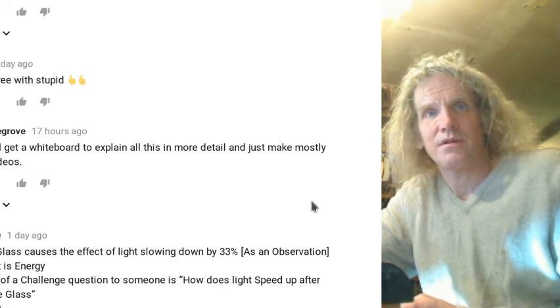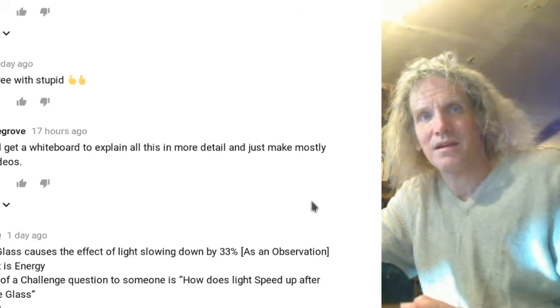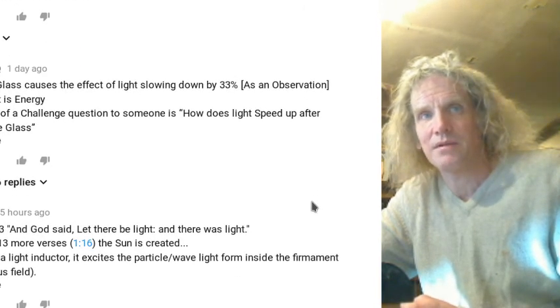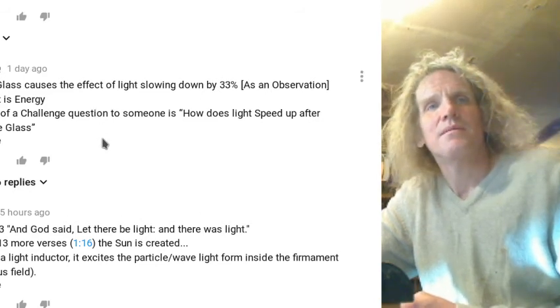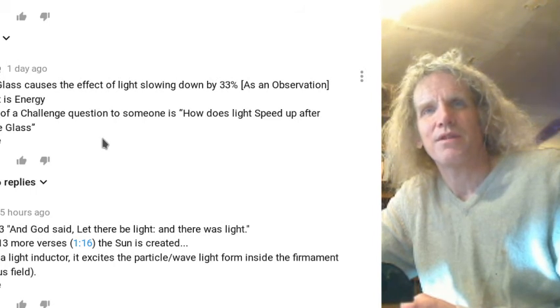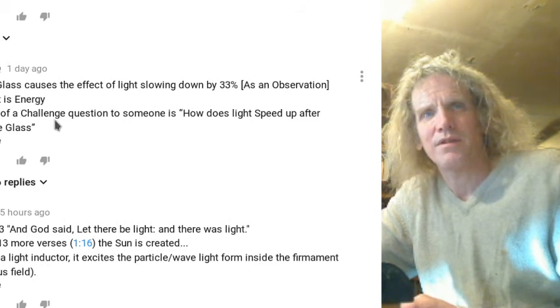Let's see, you should get a whiteboard to explain all this in more detail. Well, there's nothing. How can you explain a coaxial cable of light? I mean, come on. Since the glass causes the effect of light slowing down by 33%, it's 40, but whatever. And if part of the challenge question to someone is, how does light speed up after leaving glass?